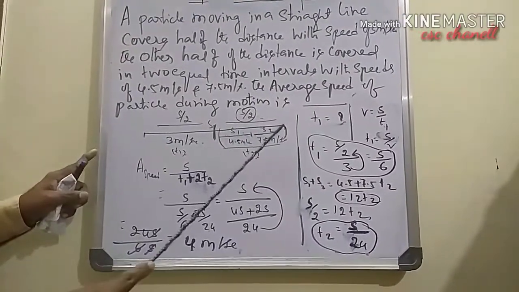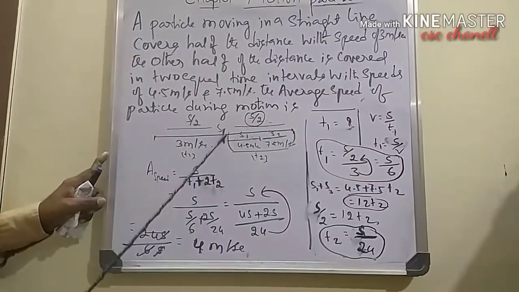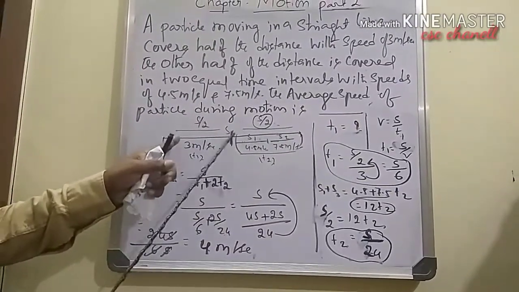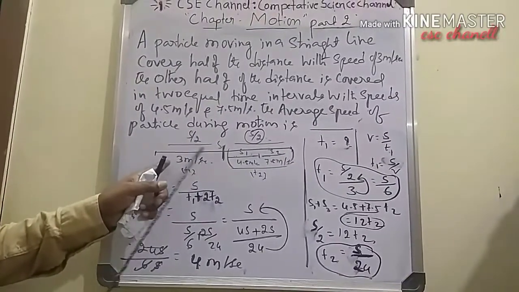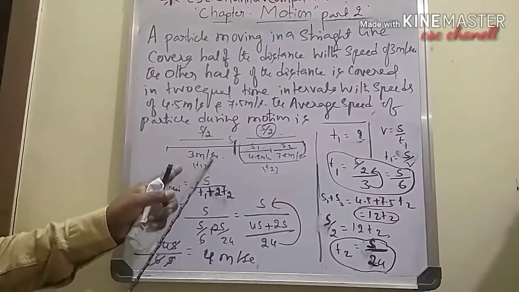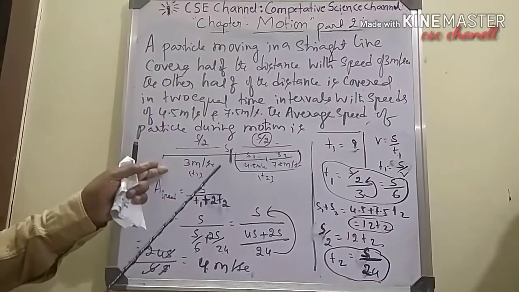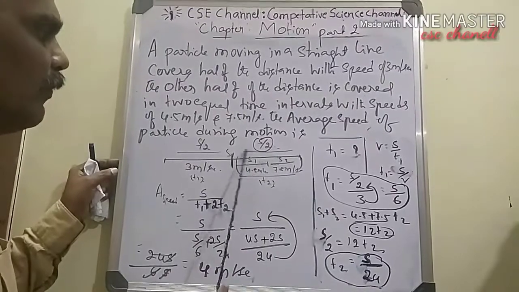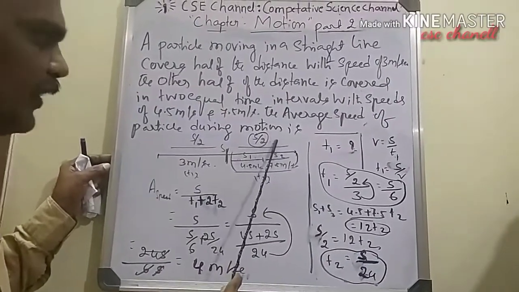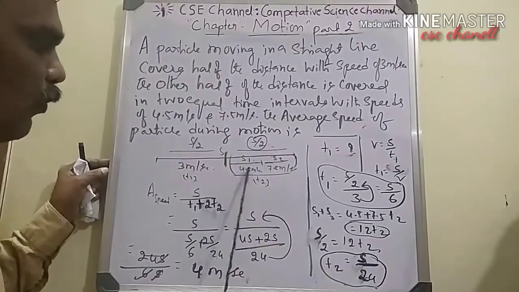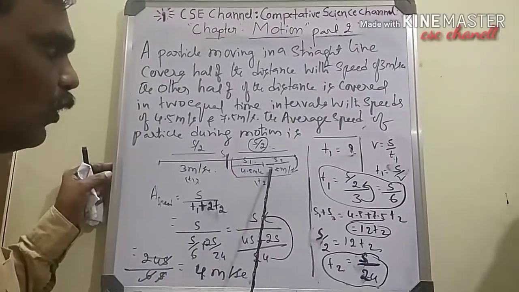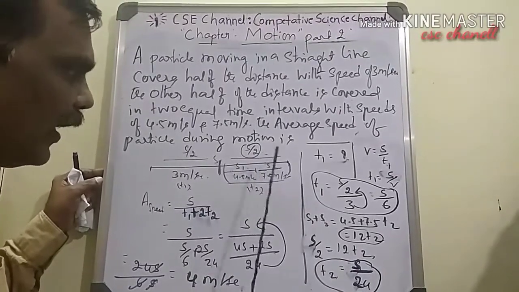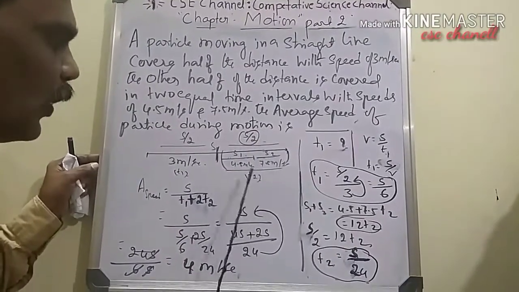The particle moves over the first half of the distance, S by 2, and the time taken is such that the speed is 3 meters per second. We consider this time as T1. In T2, the other half of the distance is covered at different speeds, 4.5 meters per second and 7.5 meters per second. We consider these as S1 and S2, and together the time is called T2.